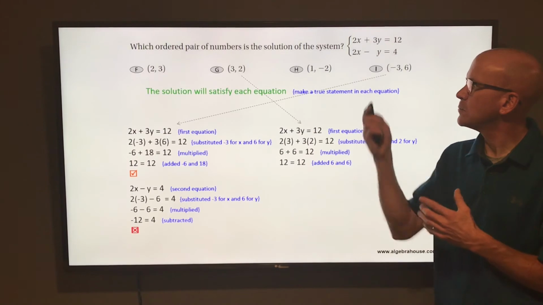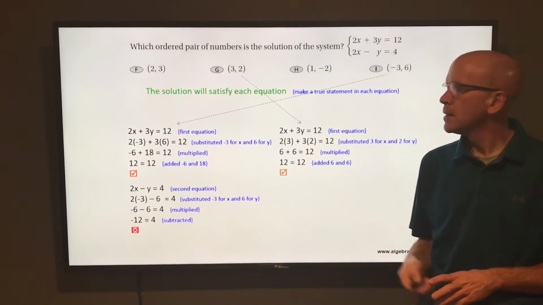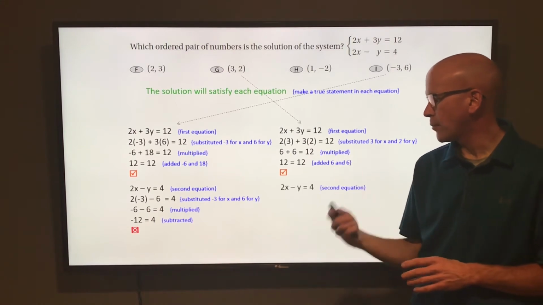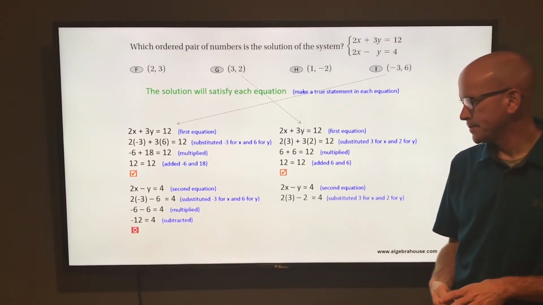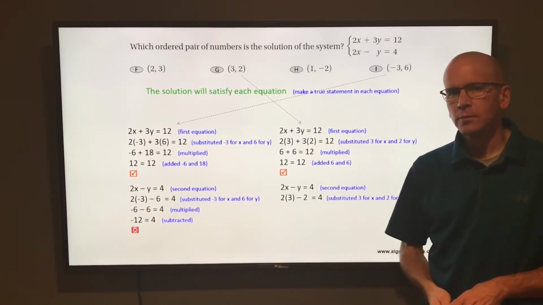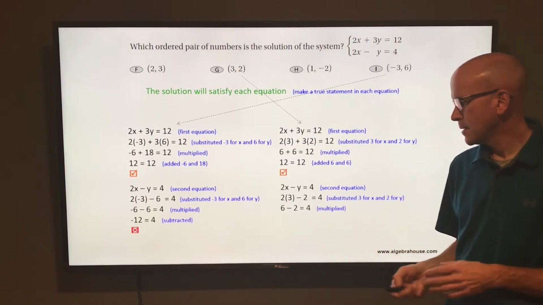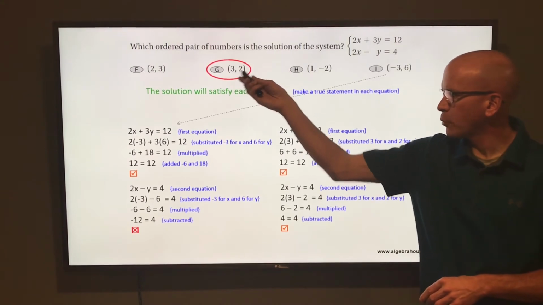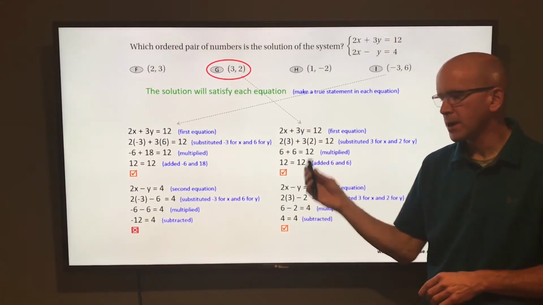But it has to work in the second equation. So if you put that point (3, 2) into the second equation, 3 in for x and 2 in for y, it'd be 6 minus 2 equals 4, which it does. 4 equals 4. That is a true statement.